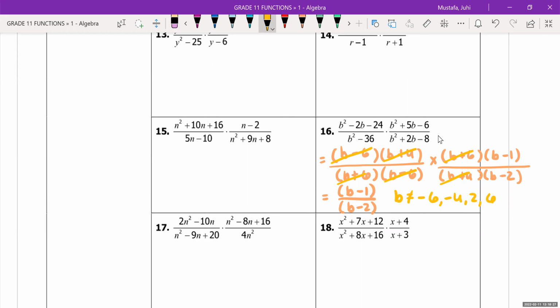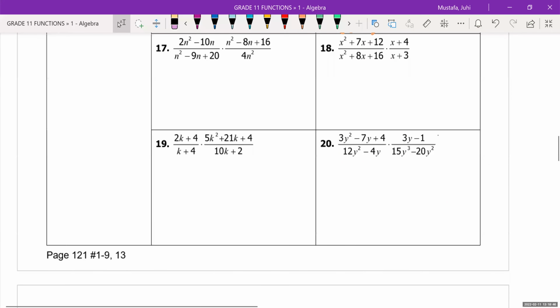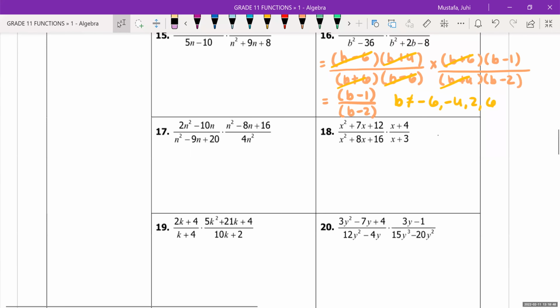And last question, and I think that's pretty good practice. They're all pretty much similar. Let's go ahead and try 20. Okay. Yeah, 20 is a good one. So let's do 20 and then that's good.